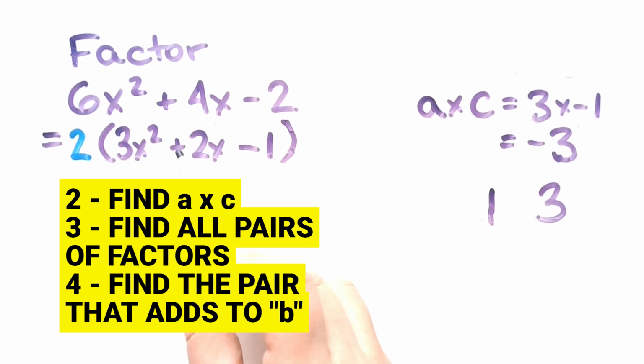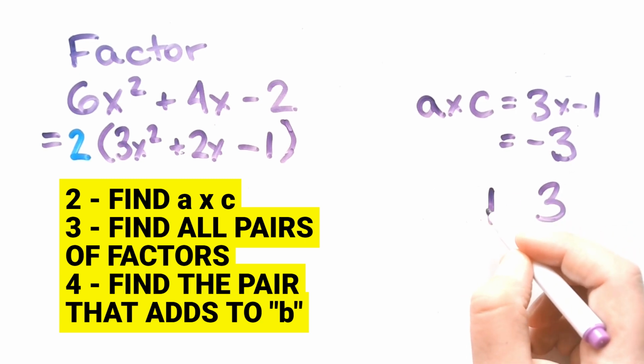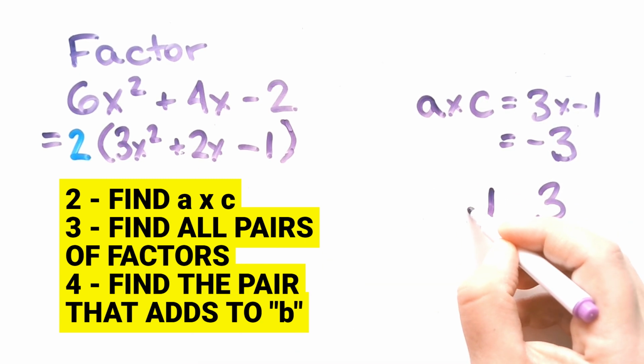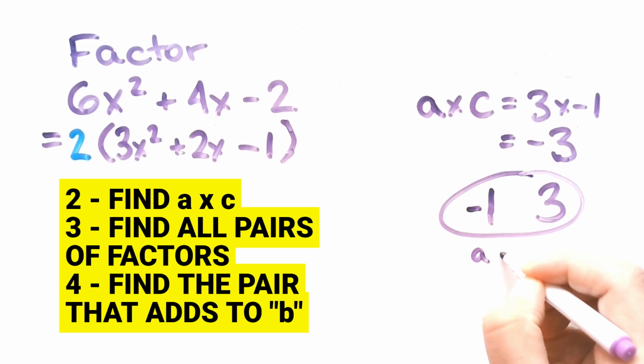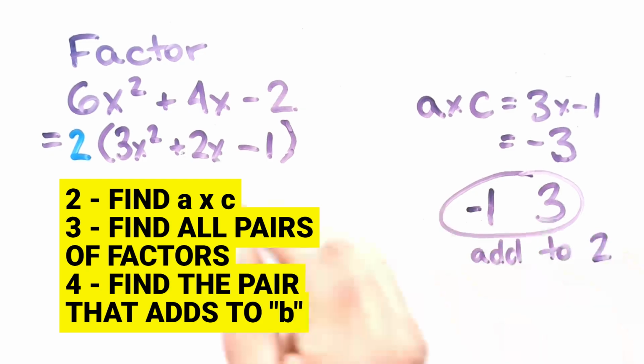Well, if my b value is positive, that means the bigger number has to be positive and the smaller number has to be negative. And it would be the other way around if this was negative. So I know that this is -1 and 3. I don't even have any other options. So these two numbers add to +2, which is my b value.